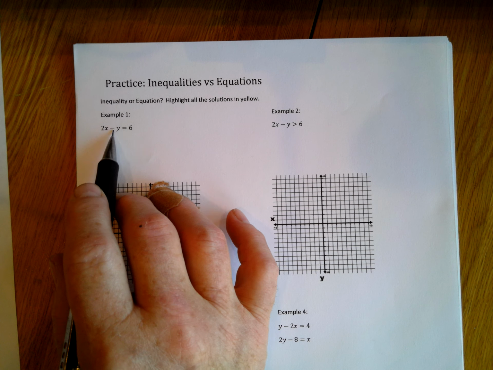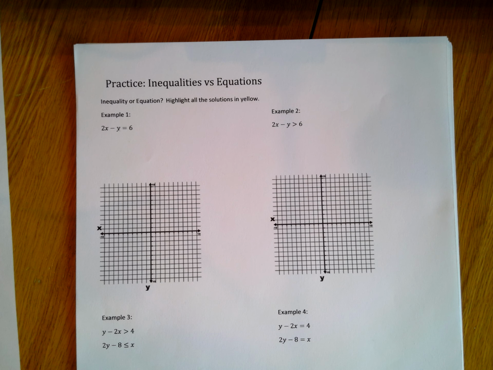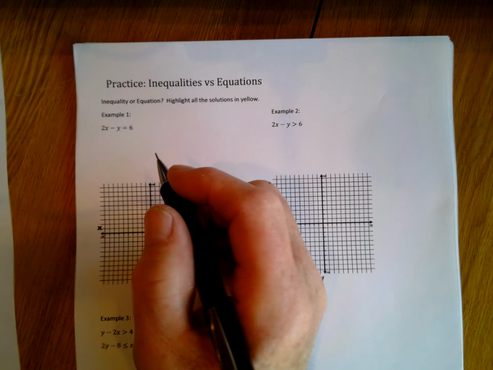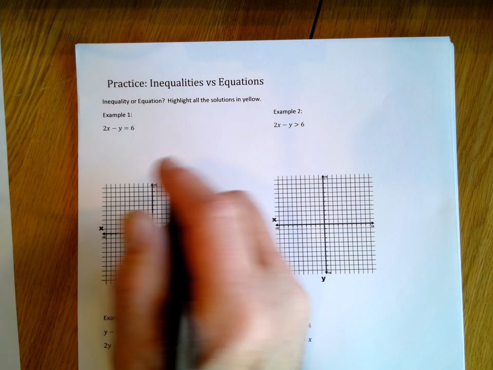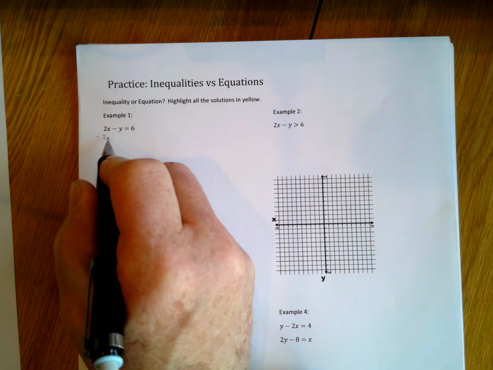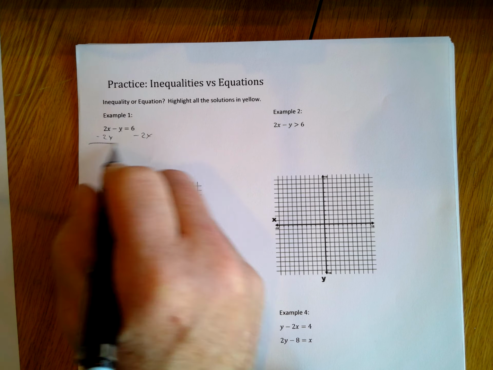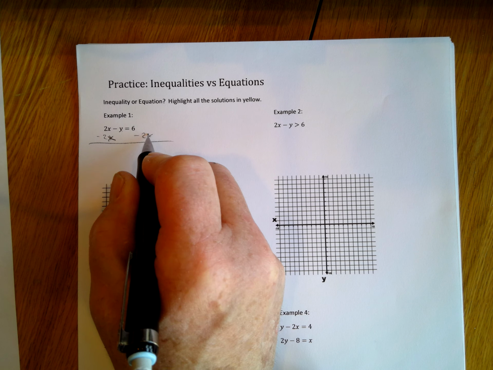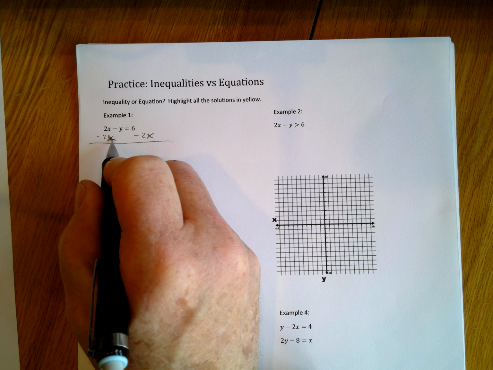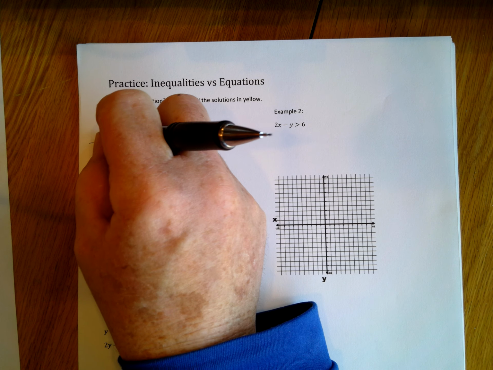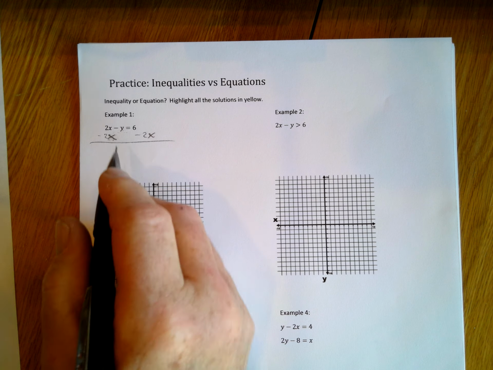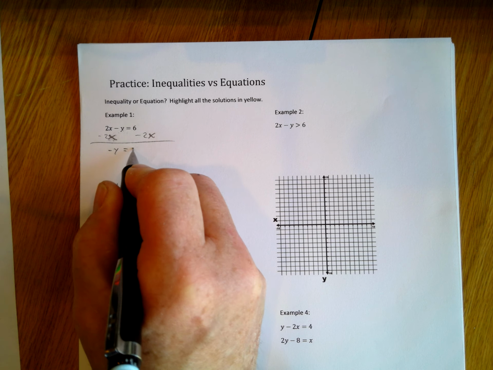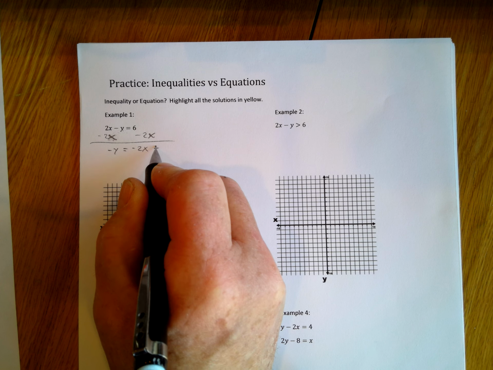So the first thing I want to do here is get y by itself. There's more than one way to do this. So I'm going to minus 2x and minus 2x from both sides. Getting a little sloppy here, sorry. That's terrible. Come on, Sterling. Okay, so now I have negative y is equal to negative 2x plus 6.